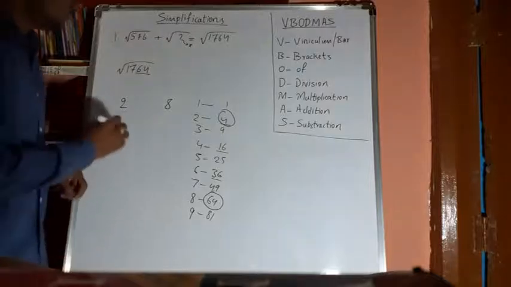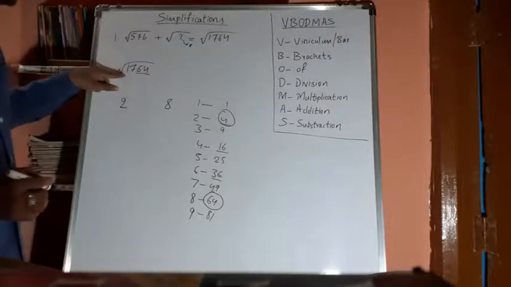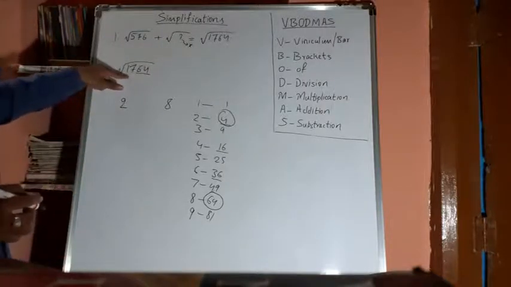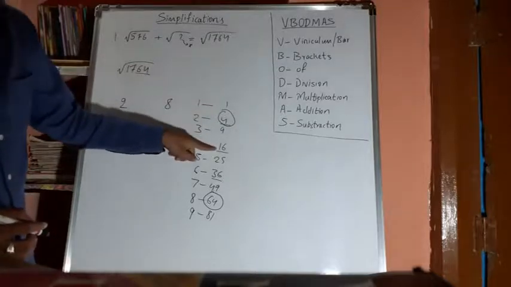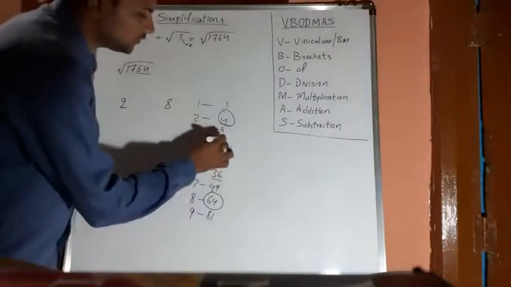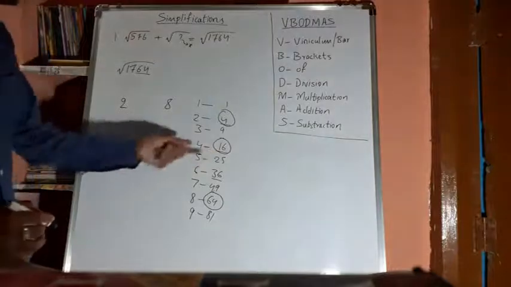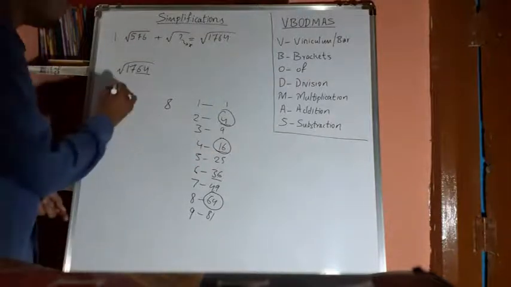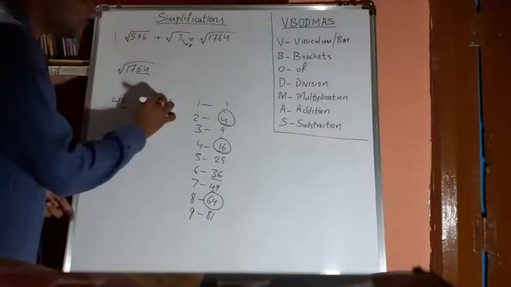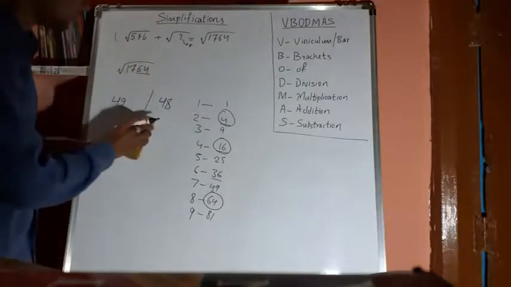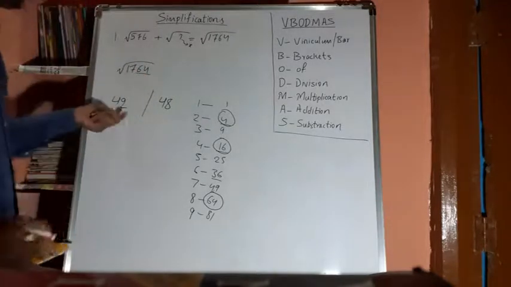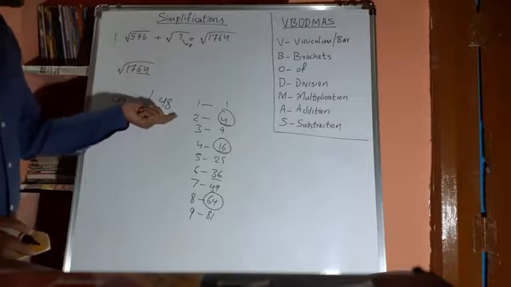Right? Now go for the remaining number 17. So again check the square number nearer to this one, which is this 16. Right? 16. So 16 square root is how much? 4. So write down that 4. Right? So this is how we have to find. So we have found two numbers, 42 and 48.